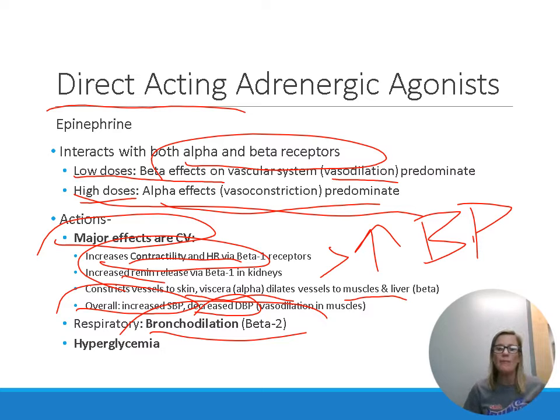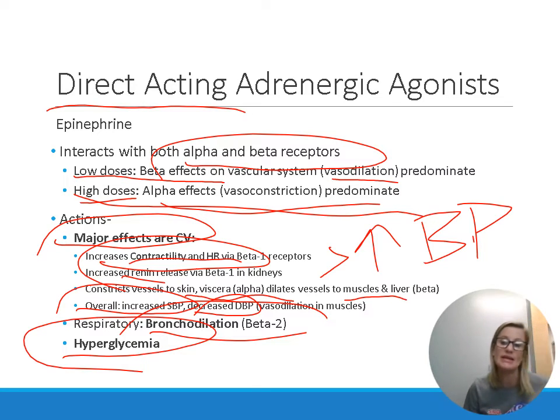Finally, epinephrine does cause significant hyperglycemia. Remember, I just mentioned on the previous slide that we see increased glycogenolysis. We break down glycogen into glucose. And then also we do have some inhibition of insulin release. So the combination of those two things causes hyperglycemia. That is important to keep in mind if you have a diabetic patient who you've just had to give epinephrine to. You're likely going to have to dose them with insulin as well.